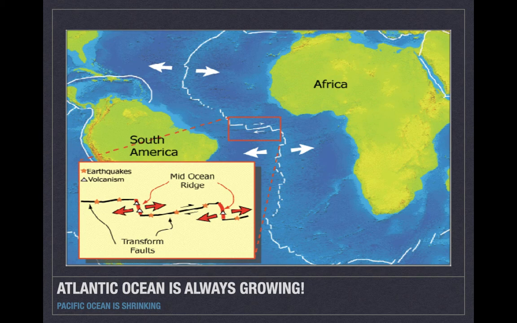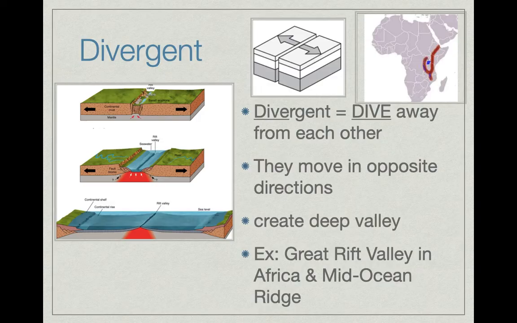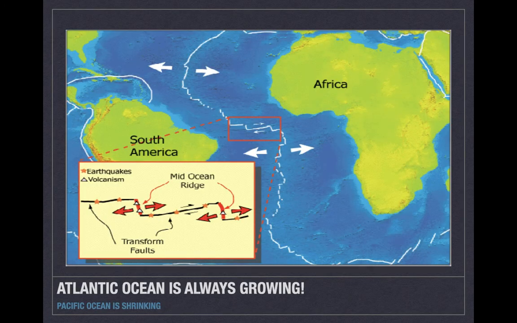So the Mid-Atlantic Ridge is always growing. If you're writing notes, I would definitely have written down the stuff that's there, and then the white part at the bottom. The Atlantic Ocean is always growing. So the Mid-Ocean Ridge is being created every day.